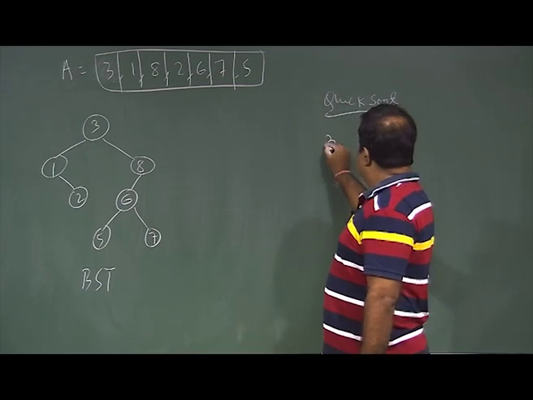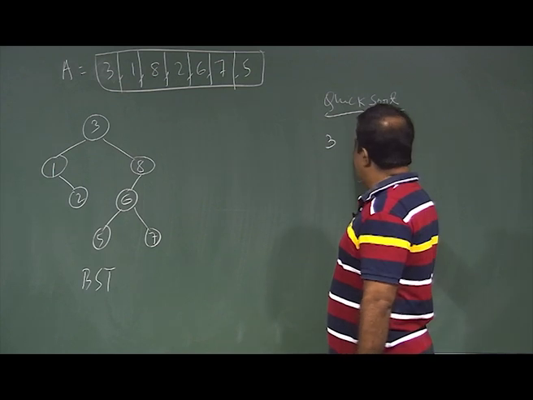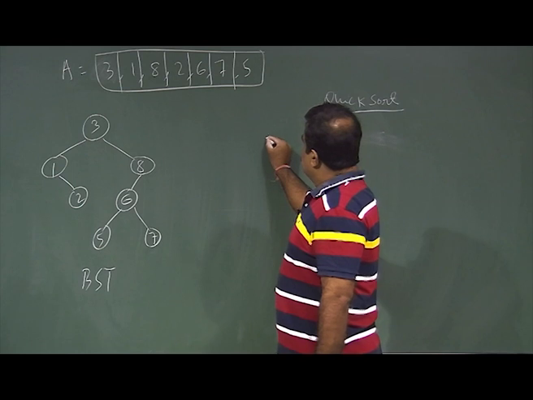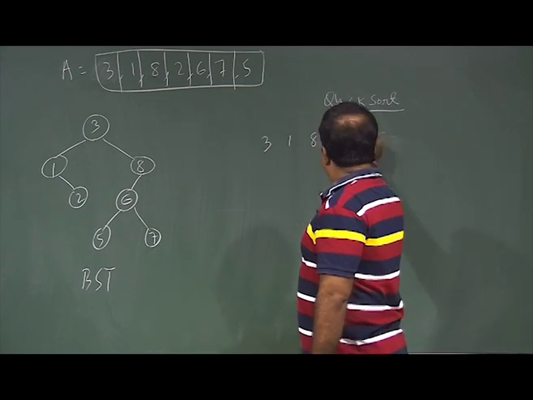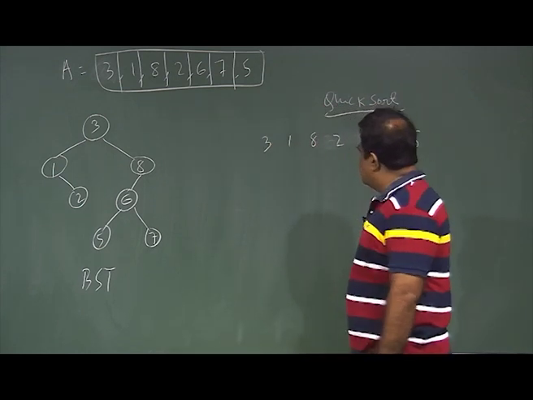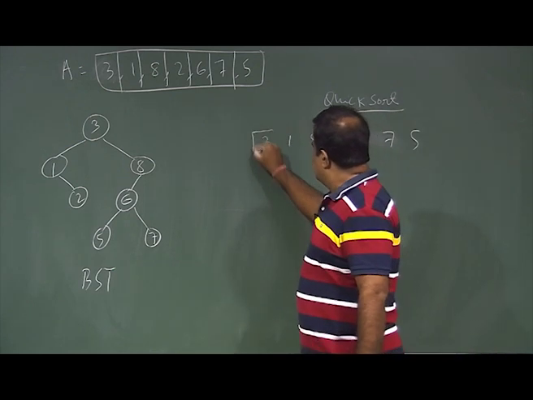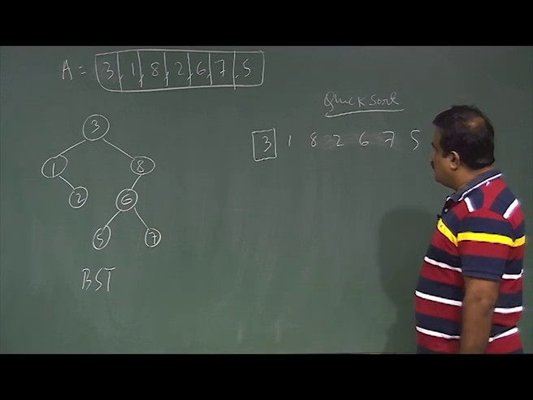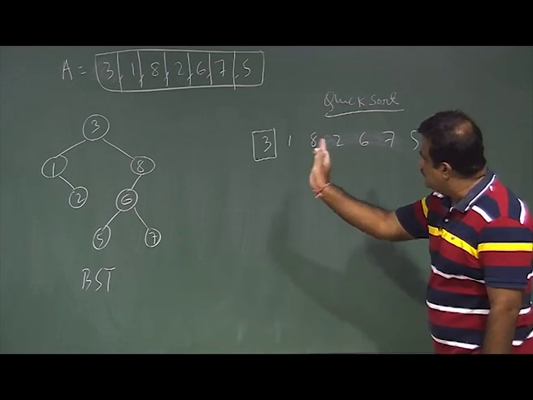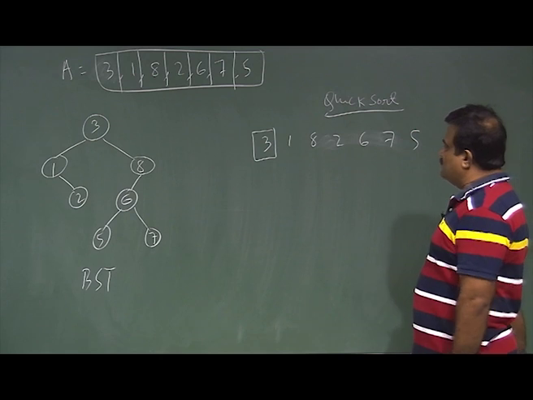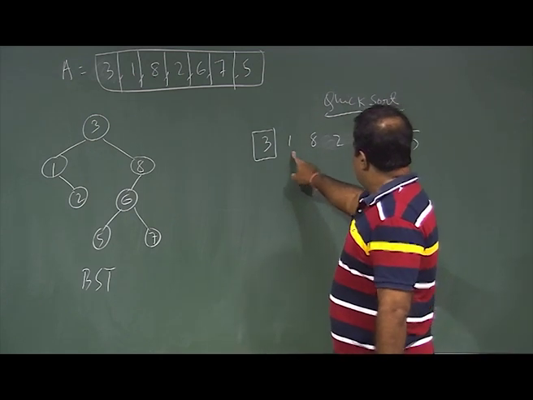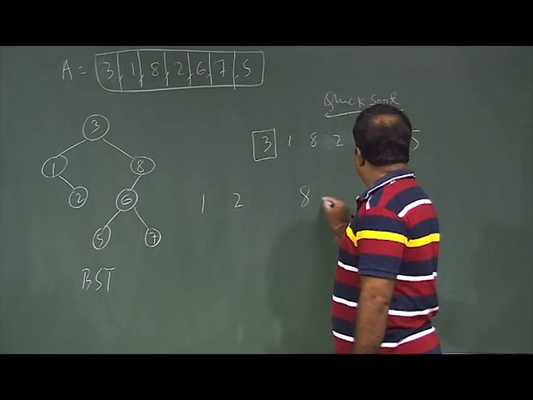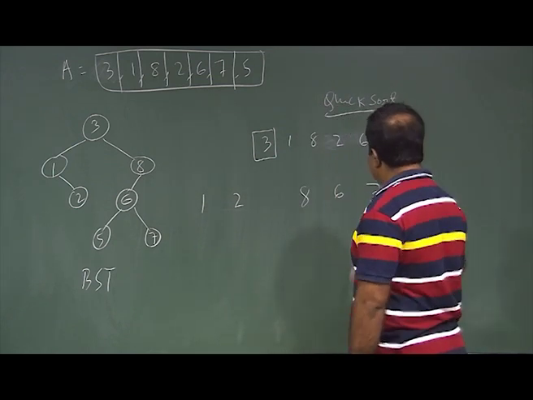So, this is the given input, 3 1 8 2 6 7 5. Now, we choose 3 as the pivot element. It will partition this into 2 parts. All the elements less than x must be in the left subarray, all the elements greater than x must be in the right subarray. So, 1 2 must be sitting here, and 8 6 7 5.